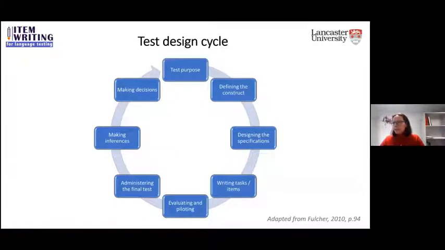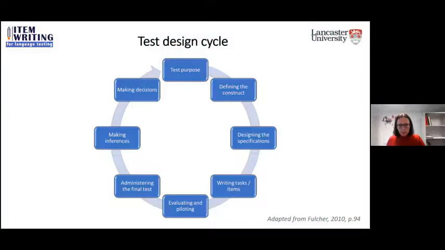This test design cycle you can see on your screen has been adapted from Glenn Fulcher's book Practical Language Testing. You can see that this cycle comprises many different stages, starting from deciding on the test purpose, defining the construct, designing the specifications and writing tasks and items, evaluating, piloting, administering the test, making inferences from the test taker's scores, making decisions based on the scores. And then you can see that it's a cycle. So if after the first administration of the test, some changes are made and the cycle starts over again and again, desirably after each test administration.